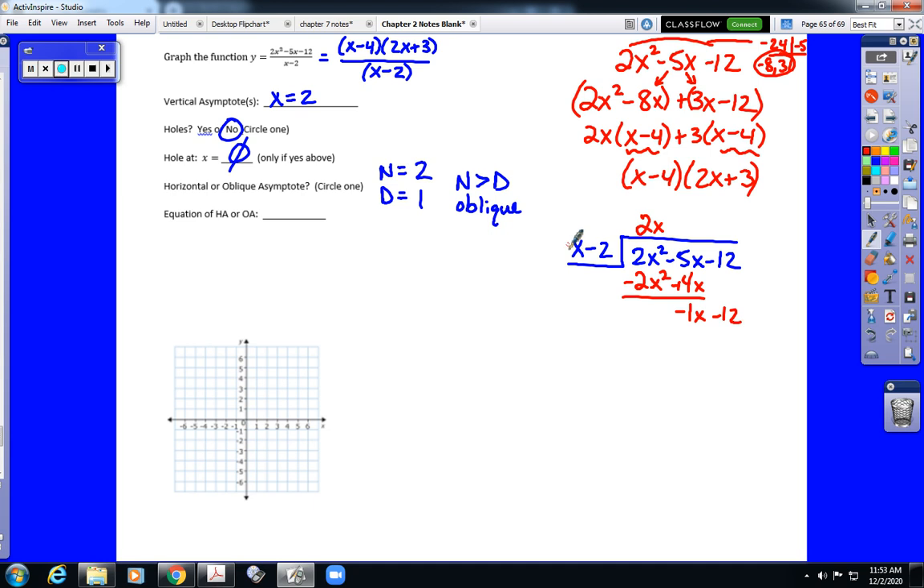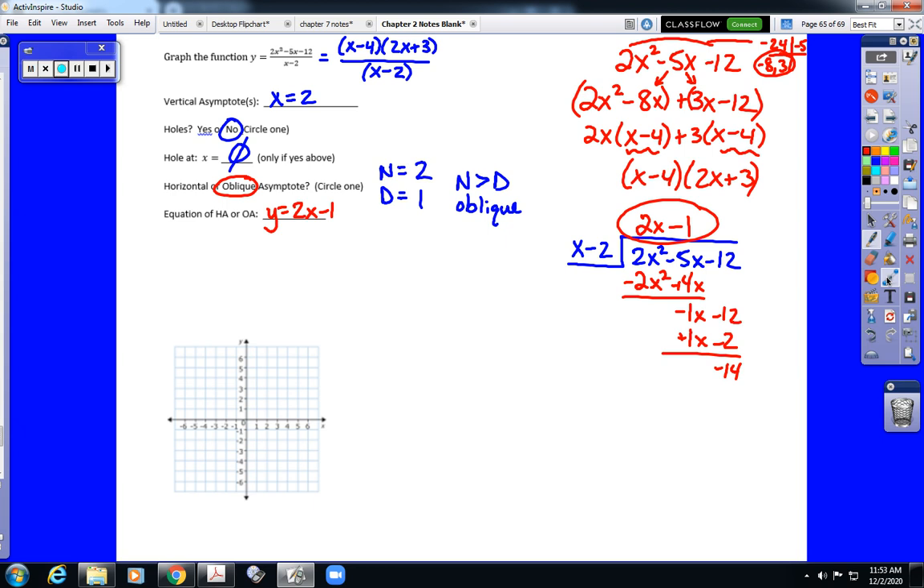To turn x into negative 1x, I need to multiply it by negative 1. Negative 1 times x is negative 1x. Negative 1 times negative 2 is 2. Draw the line, change both signs, add down. Now we still do not care about this. What we care about is this right here. The oblique asymptote has an equation of y equals 2x minus 1.